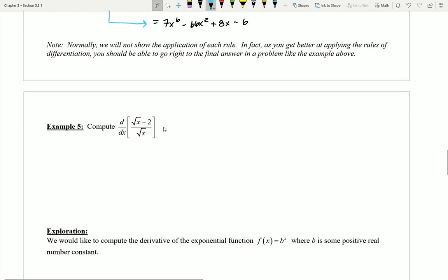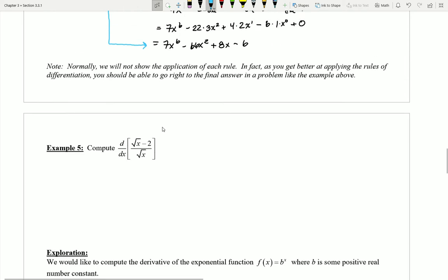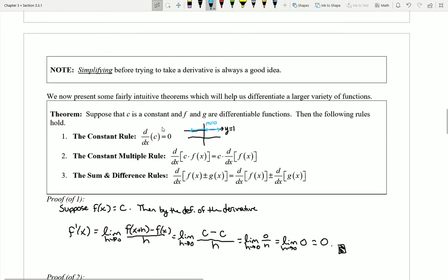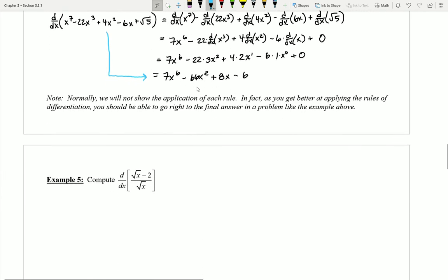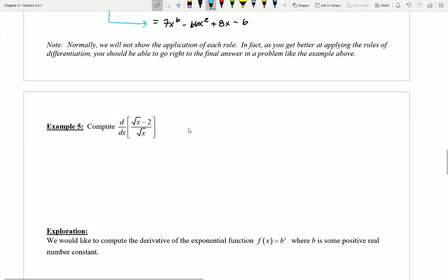I could either start to try to set this up using the definition of the derivative, setting up my big scary limit, or I could try to simplify. And as we stated a little ways back, simplifying before trying to take the derivative is always a good idea. So is there any way to simplify this before I just start trying to calculate the derivative directly?